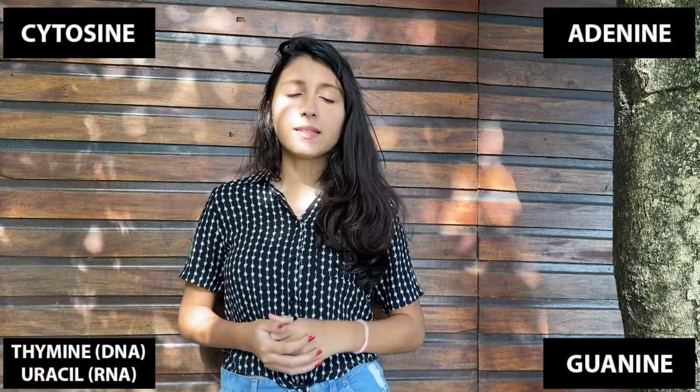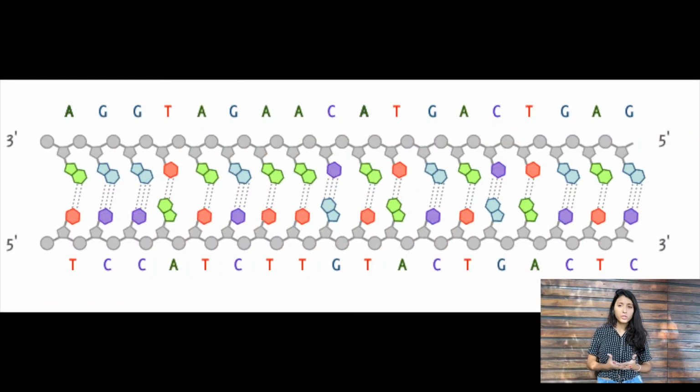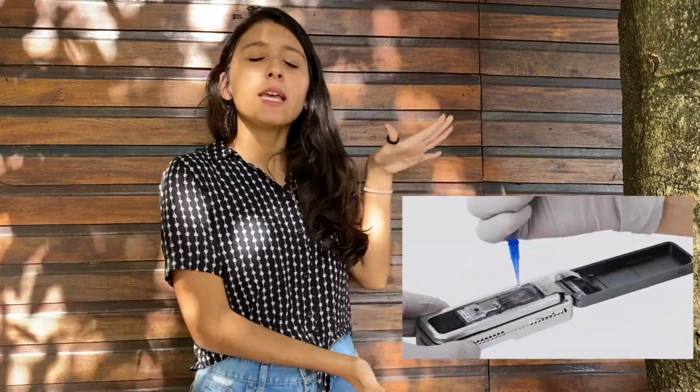But how is that? First, DNA or RNA is formed by nitrogenous bases. Its sequence is responsible for the production of all proteins present in organisms that form the whole body. In sequencing, we identify the sequence letter by letter. For sequencing, a technology called a genome sequencer is used.